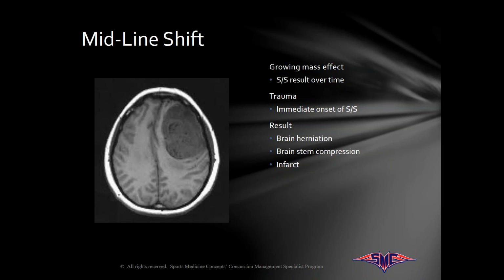Even though they may appear fine during our sideline assessment, we always issue that head injury warning sheet to give the people responsible for the athlete signs and symptoms to watch out for over time, because we know that the signs and symptoms indicative of a hematoma or swelling inside the cranial cavity may not be present at the moment, but may develop over time due to a growing mass effect. We could also have a traumatic immediate onset from the trauma, resulting in brain herniation, brainstem compression, or infarct.